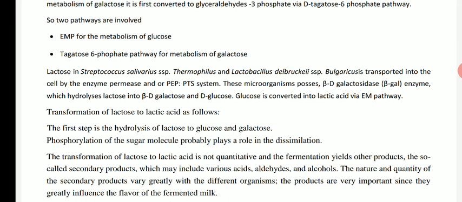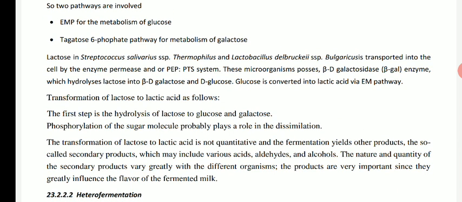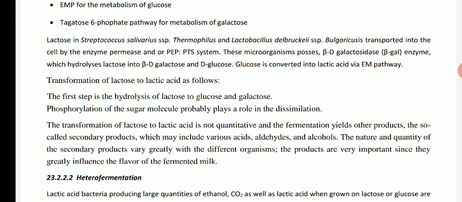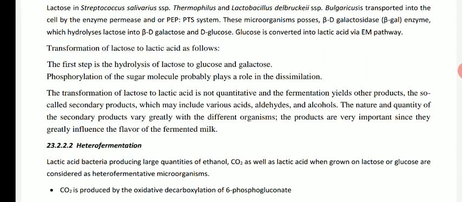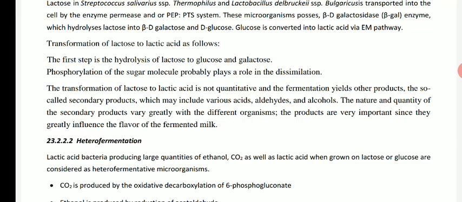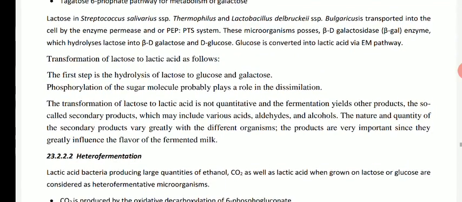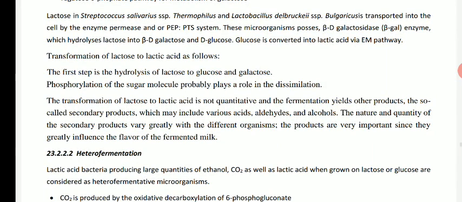Lactose in Streptococcus salivarius subspecies thermophilus and Lactobacillus delbrueckii subspecies bulgaricus is transported into the cell by an enzyme called permease or the PEP-PTS system, and this microorganism possesses beta-D-galactosidase, the beta-gal enzyme, which hydrolyzes lactose into beta-D-galactose and D-glucose. Glucose is converted into lactic acid via the EMP pathway. So transformation of lactose to lactic acid occurs as follows. The first step is hydrolysis of lactose into glucose and galactose, as we have already studied that lactose is a disaccharide made up of glucose as well as galactose. Then glucose is fermented via the EMP pathway and galactose is metabolized via the tagatose-6-phosphate pathway.